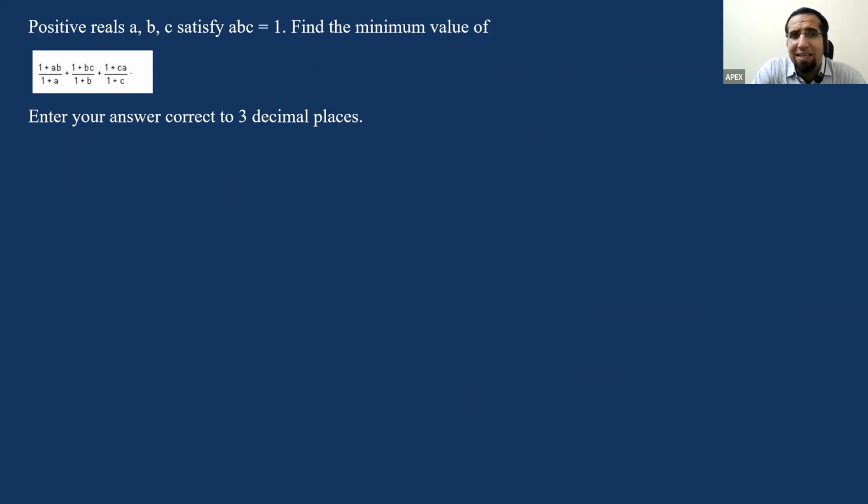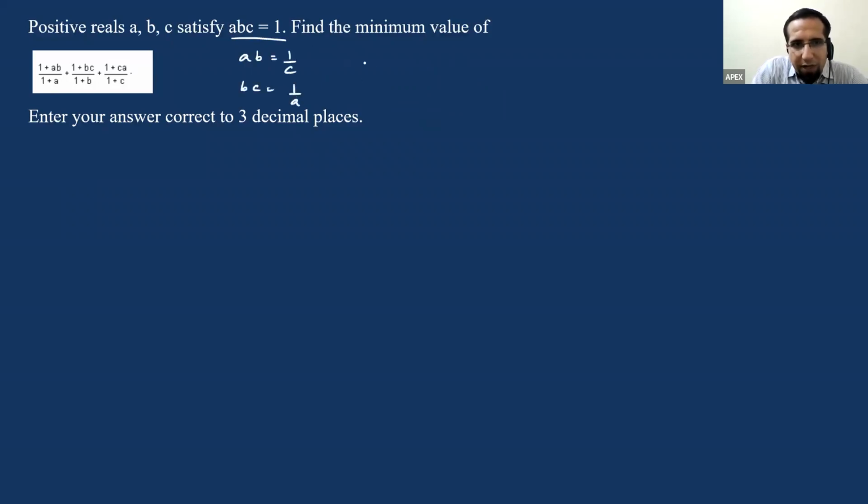In case you have done maximum minima in the class, this is a very easy question. ABC is equal to 1, right? So what we can do is 1 plus AB. Let's replace A as 1 by BC. Let's not replace BC; let's replace AB is equal to 1 by C. So from ABC, what can I say? AB is equal to 1 by C.